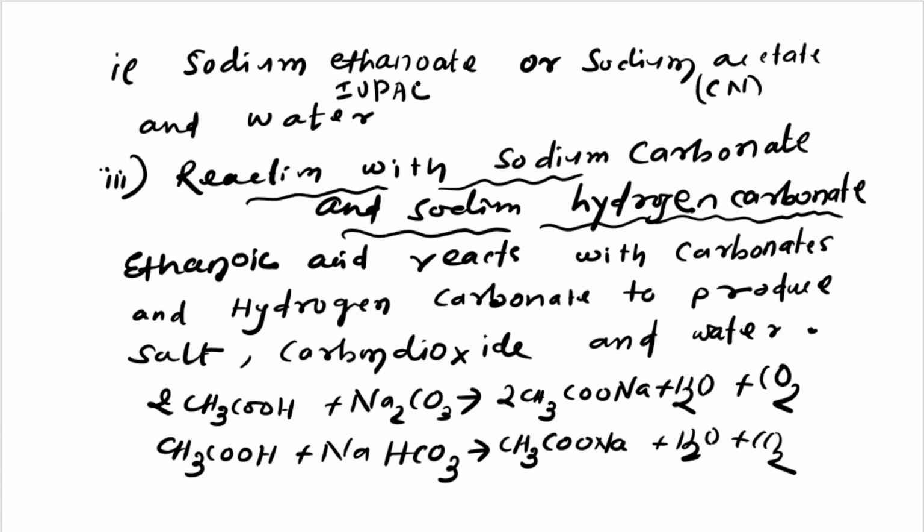Then you will see the next reaction, which is very important, with sodium carbonate and sodium hydrogen carbonate. You should know the formula. Ethanoic acid reacts with carbonate and hydrogen carbonate to produce salt, carbon dioxide and water. The products always remain the same, but on one side acetic acid or ethanoic acid plus sodium carbonate, and in another test tube acetic acid plus sodium hydrogen carbonate, which is also known as sodium bicarbonate.